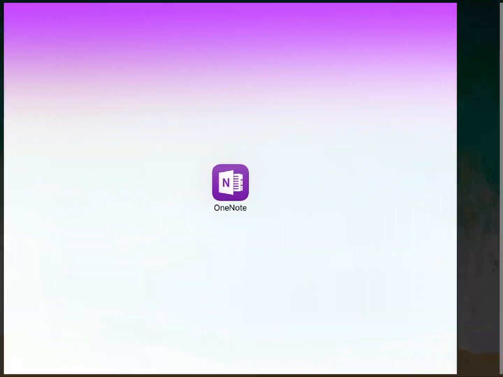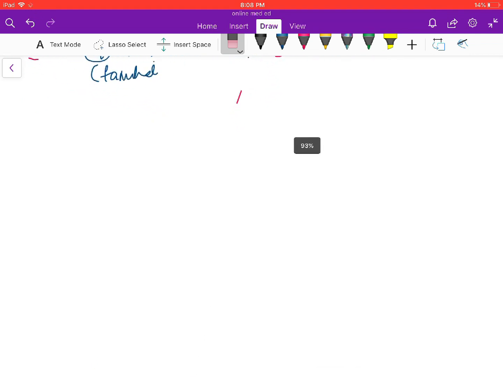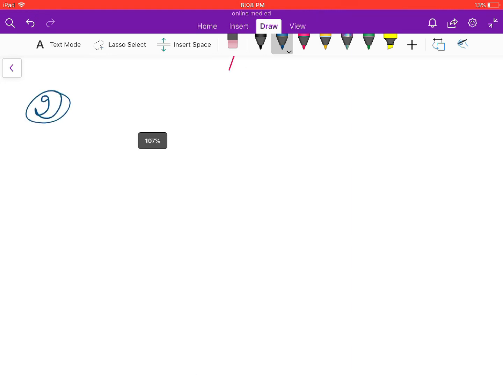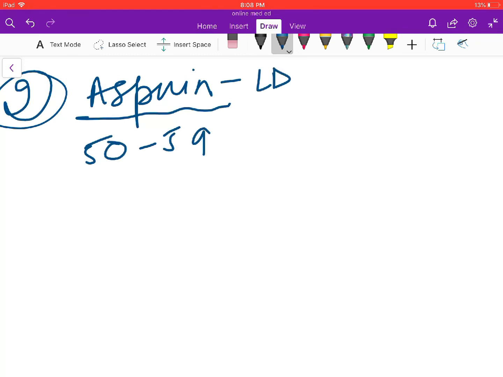Now let's go back to our whiteboard. I think this is all you need to know about using statins for the USMLE. Now let's take a quick look at the other options. Now, what do you think about starting aspirin? When do you do that? Now, you would start low dose aspirin in patients aged 50 to 59 years of age with a CVD risk more than 10%. This is according to the US Preventive Services Task Force.